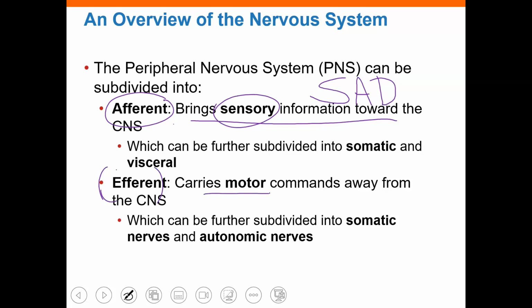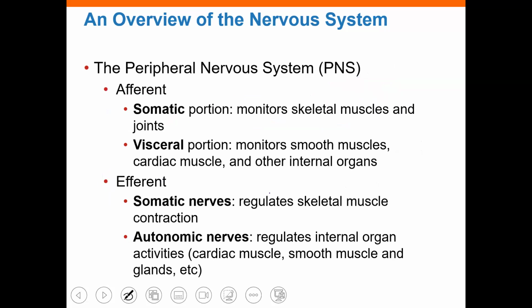Efferent is the motor, how we move. Okay, so this is going to be commands coming from our brain and our spinal cord. So our somatic portion here, somatic portion, this is just monitoring skeletal muscles and joints. Visceral portion is monitoring smooth muscles, heart muscle, and your other internal organs. So when you see visceral, just think internal organs.